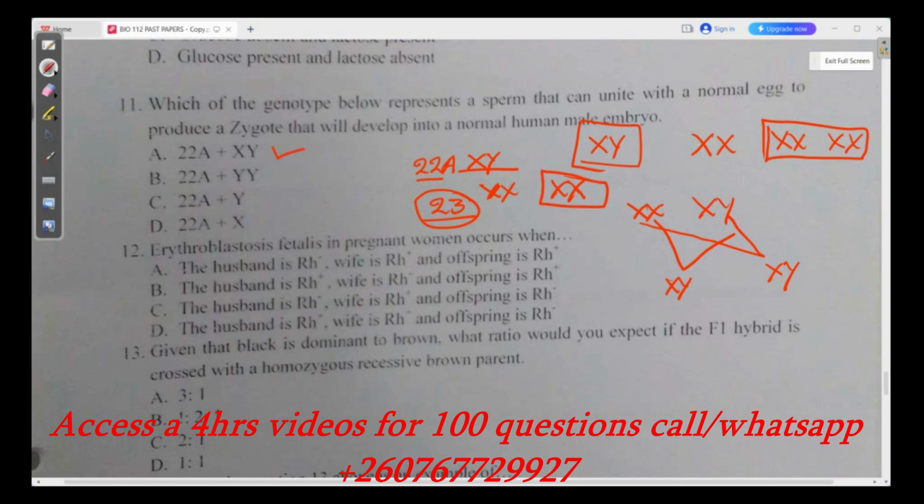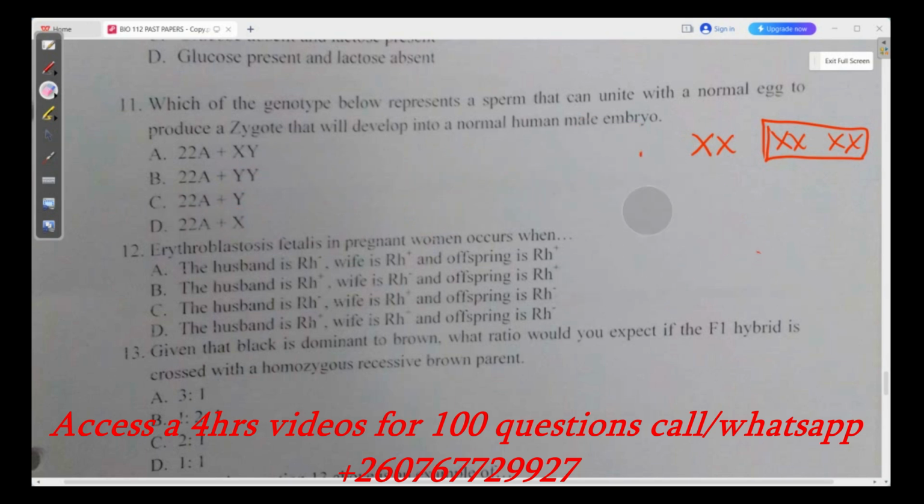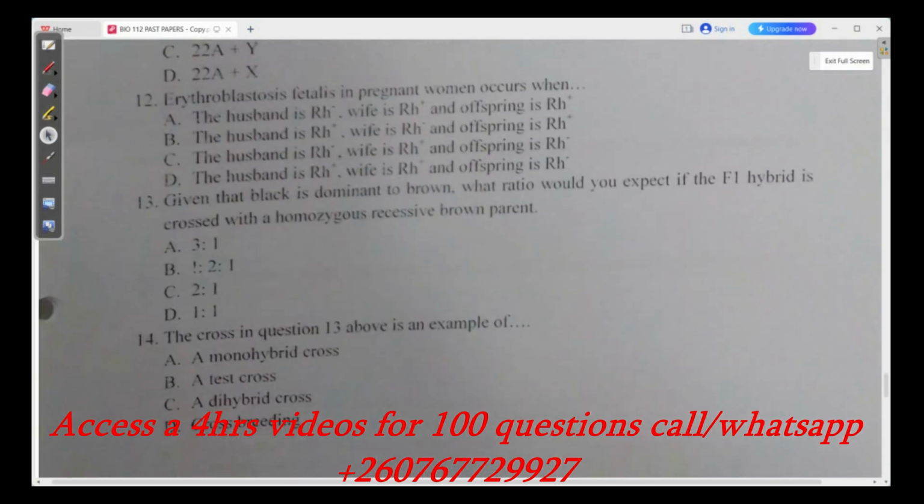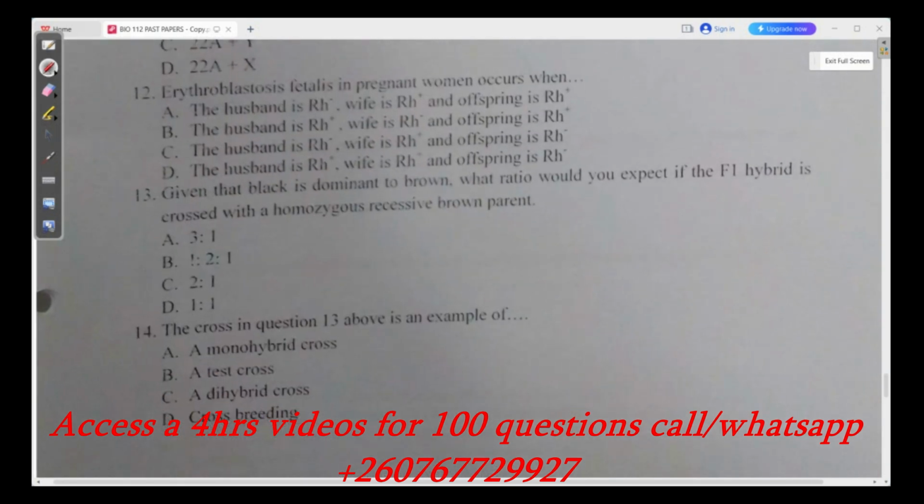So A. This one we don't have such, this one also we don't have such, and that one. So it has to be a pair of chromosomes. C and D are not pairs of chromosomes. So the answer here is A. The A that you see in front of 22 is simply representing autosomal, that is the autosomal chromosomes. That's what it means.